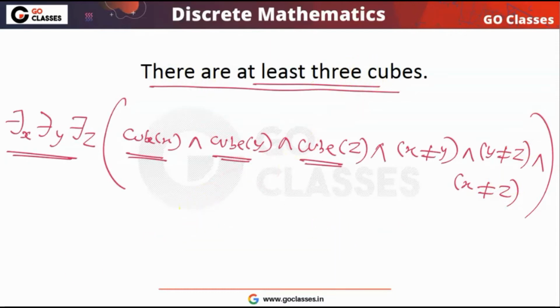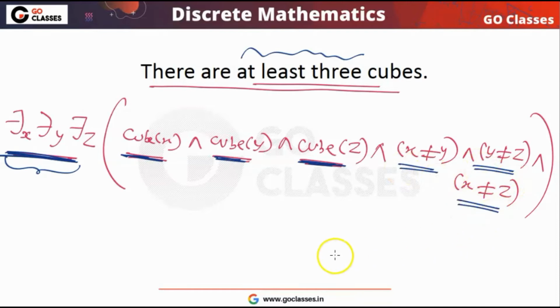Very simple. You can notice there exist x, y, z. There exist 3 objects such that x is a cube, y is a cube, z is a cube. And you can notice they must be different because we want at least 3 cubes. So x should not be equal to y, y should not be equal to z, and x should not be equal to z. So this is the first order logic expression for this English statement.